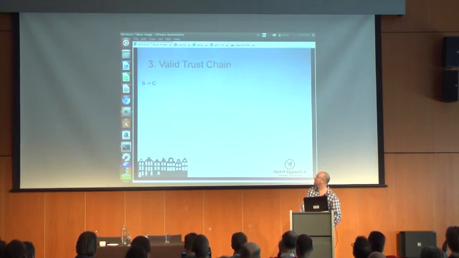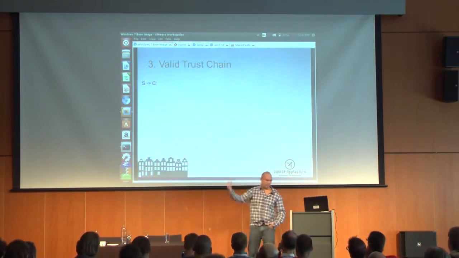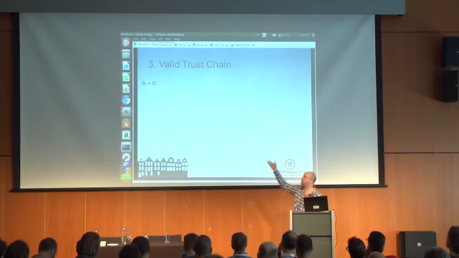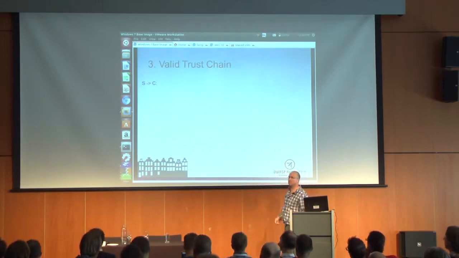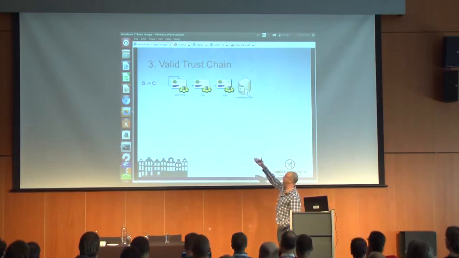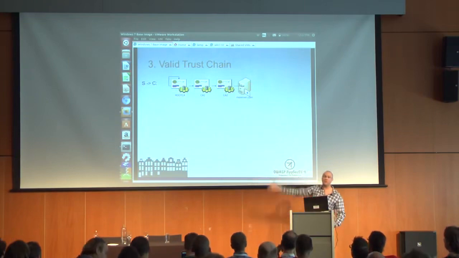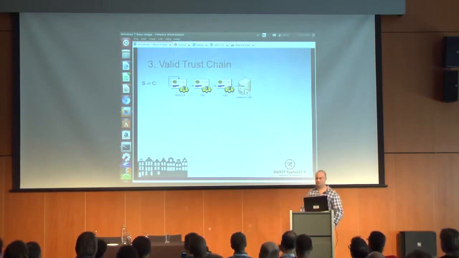So let's talk, firstly, about validating the trust chain. I'm going to use S sending a message to C to simulate the server sending a message to the client. So when the server sends its certificate, it offers a trust chain: Root CA vouches for CA1, vouches for CA2, vouches for the end entity certificate.